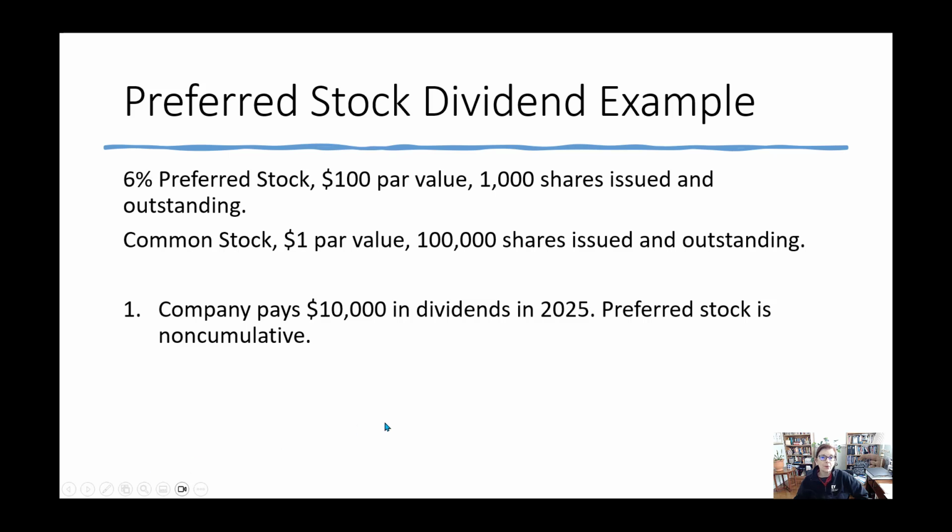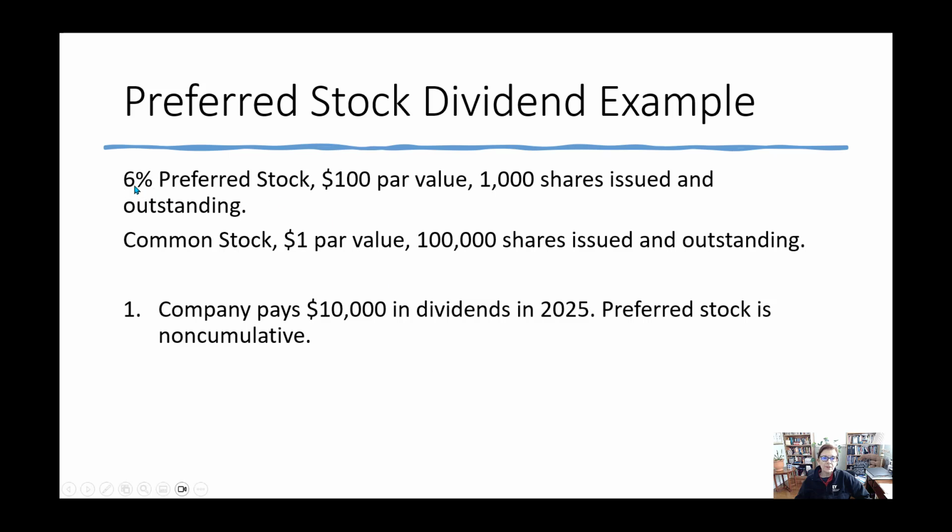Let's see how this works, cumulative versus non-cumulative. So let's say we have 6% preferred stock with $100 par value, 1,000 shares issued and outstanding. And we have common stock with $1 par value, 100,000 shares issued and outstanding. The company pays $10,000 in dividends in 2025. Preferred stock is non-cumulative. Okay, so remember, preferred stockholders get paid first.